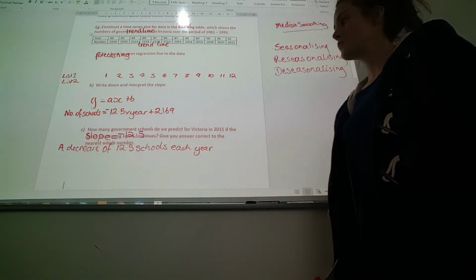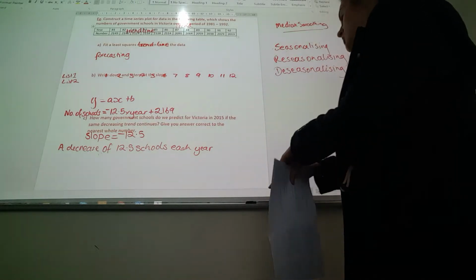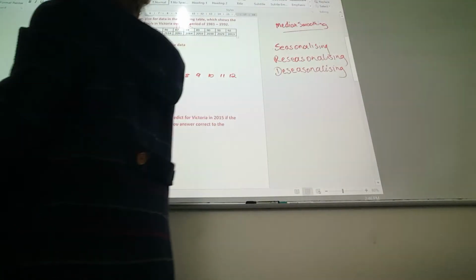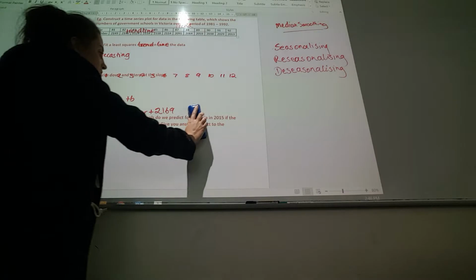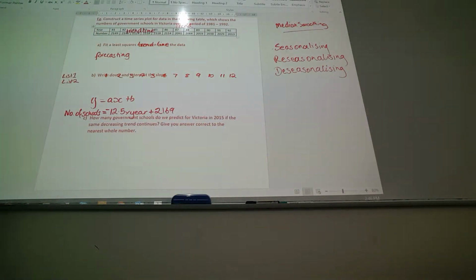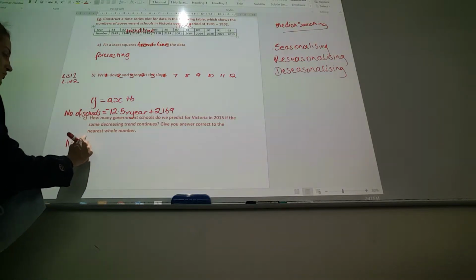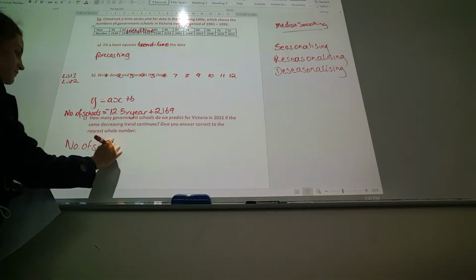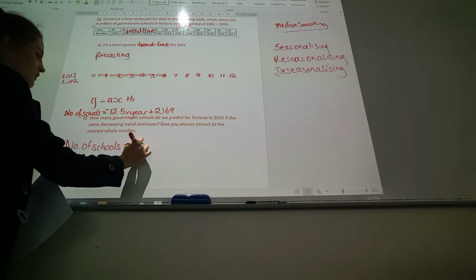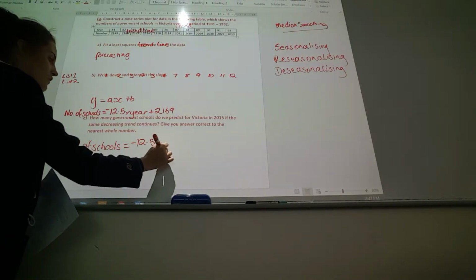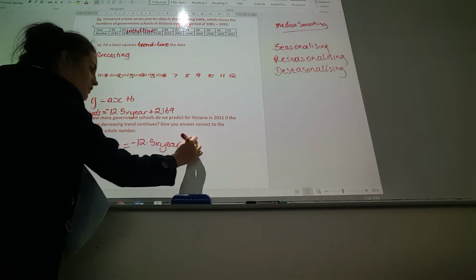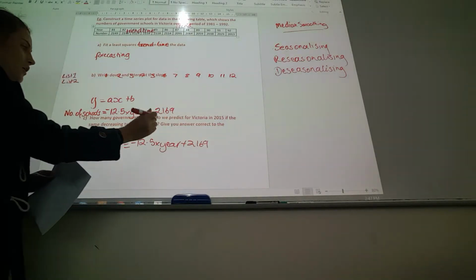All good? Okay, so then the last question for this bit is, how many government schools do we predict for Victoria in 2015 if the same decreasing trend continues? Give your answer correct to the nearest whole number. So to do this, we're going to use our equation that we have, so number of schools. Is it 2015 or is it 35?